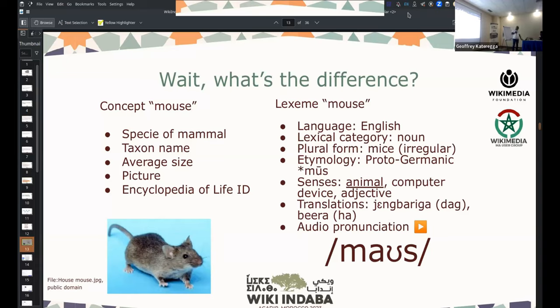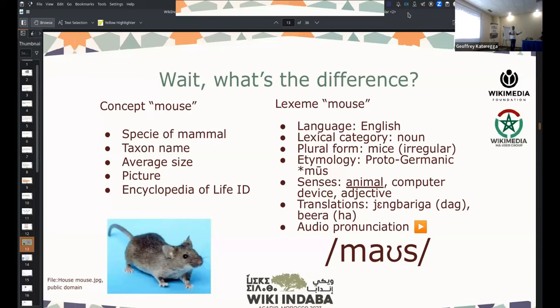Now, with lexemes, we're actually describing the part of speech mouse and not the concept mouse. These are two different things. So the part of speech is how the mouse is used in normal language. For example, if I say mouse in a sentence, it could mean a computer device, it could mean mouse, the animal, the rodent, it could mean an adjective, it could mean so many things. So these are the senses of the word mouse as used in a part of speech.